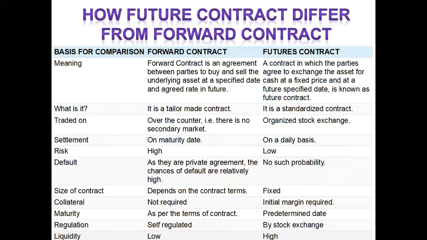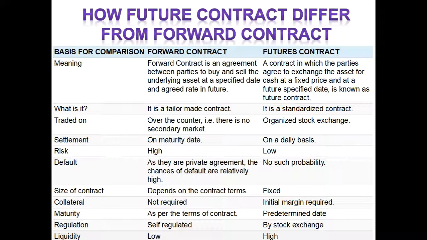Now let's look at how the futures contract differs from the forwards contract. So on the basis of meaning, the forward contract is an agreement between parties to buy and sell the underlying asset at a specified date and agreed rate in the future. However, a futures contract is the one in which the parties agree to exchange the asset for cash at a fixed price and at a future specified date. This is known as a futures contract.